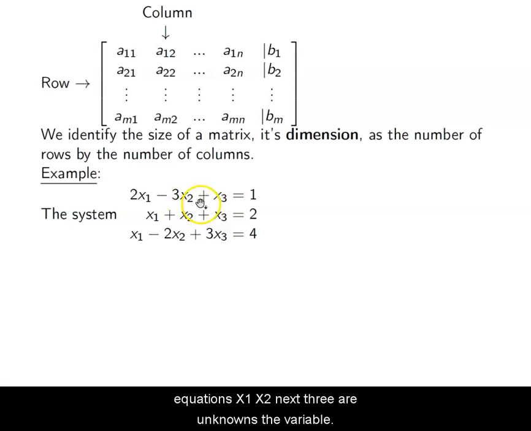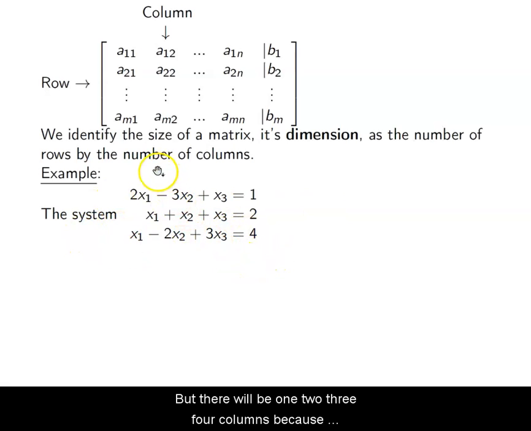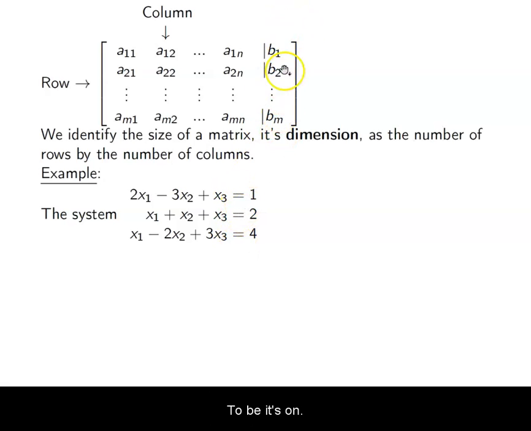Okay, x1, x2, and x3 are unknowns, they're variables. And I have my coefficients, right? I have 3 equations, 3 variables. So when I put this in an augmented matrix, it'll have 3 rows, but there will be 1, 2, 3, 4 columns because we also have to take the right-hand side of the equal sign to be its own column.